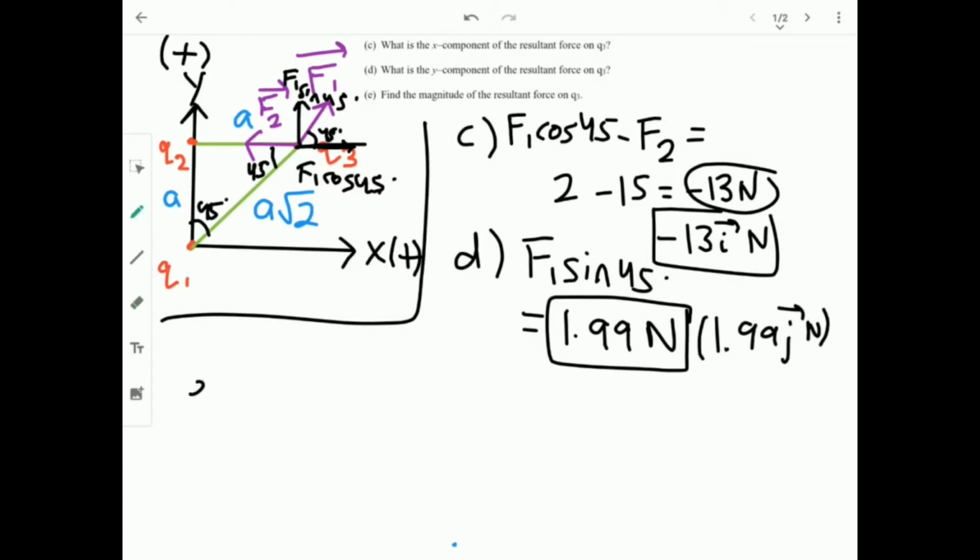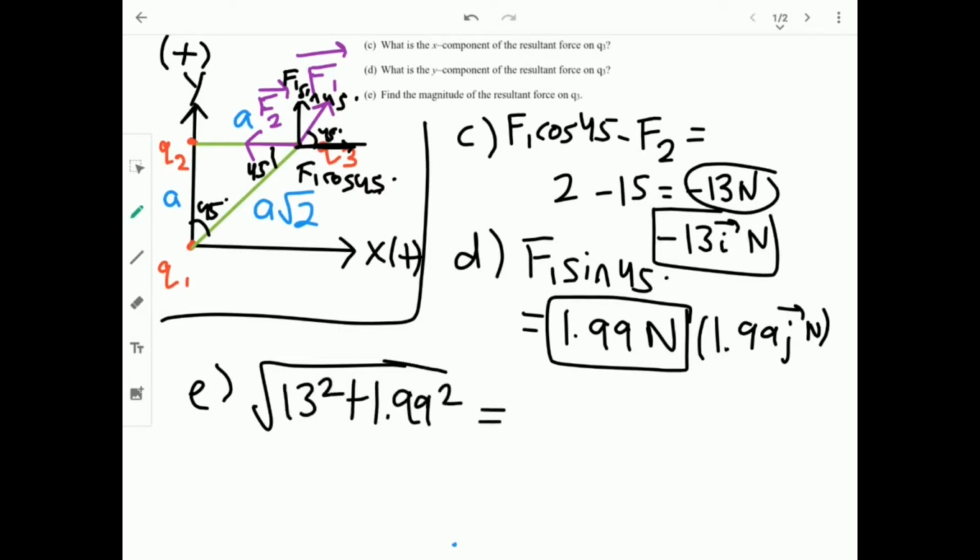Part E is very easy. What they want is the magnitude. So you have to take the square root of minus 13 squared plus 1.99 squared. So it's 13 squared plus 1.99 squared. And the magnitude of the resultant is approximately 13.2 newtons. And that's your answers from numbers C to E.